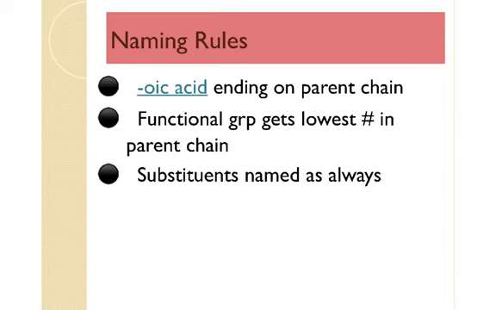Their naming rules are that we're going to change the ane ending. We're going to take the E off and put oic acid on instead. Also, because it's a functional group, just like the other functional groups, it gets the lowest number in the parent chain. And it's always the end of a chain, so no matter where this functional group is, whether it's the far left or far right of a carbon chain, that now becomes your number 1 carbon, and then you number from there. Any substituents we would name as we normally do.